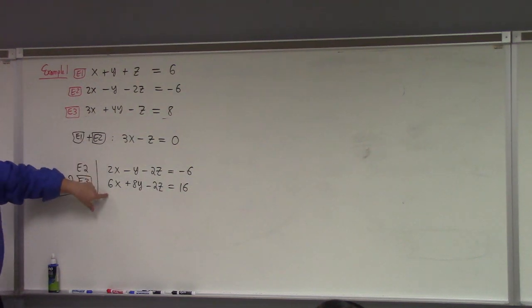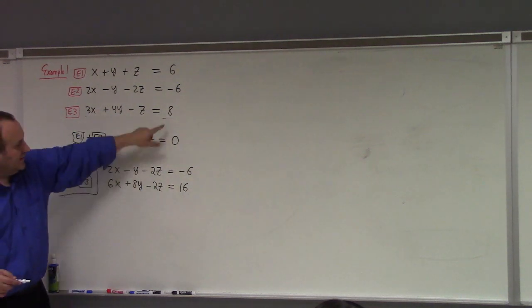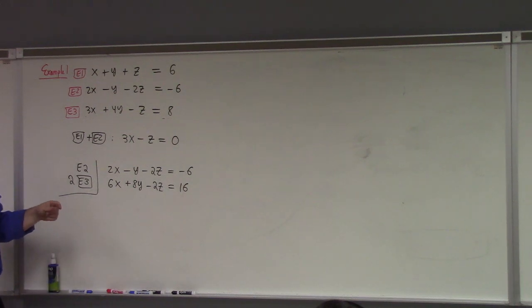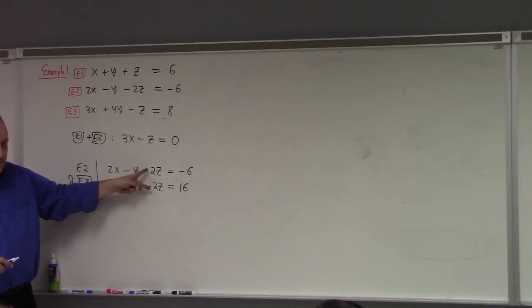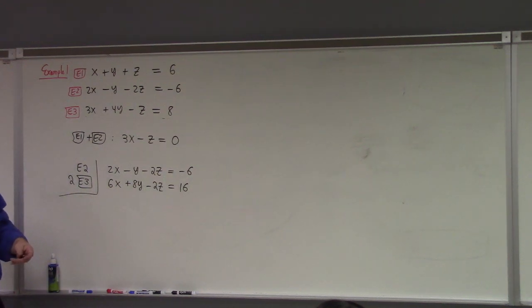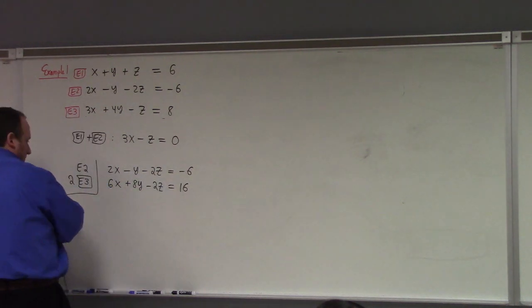2 times 3 is 6. 2 times 4 is 8. 2 times minus z is minus 2z. 2 times 8 is 16. And you guys understood my strategy, which was when we added these, or wait a minute. Yeah, they don't exactly cancel out. I don't want to add them. What do I want to do? Subtract. Yes. We have a winner.